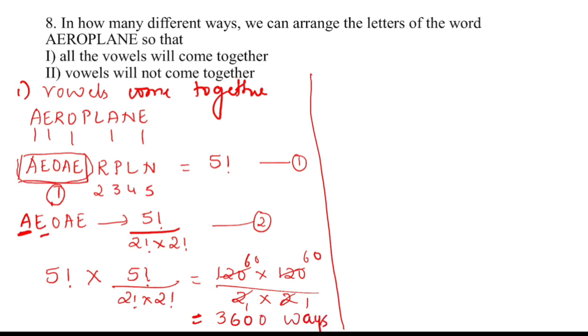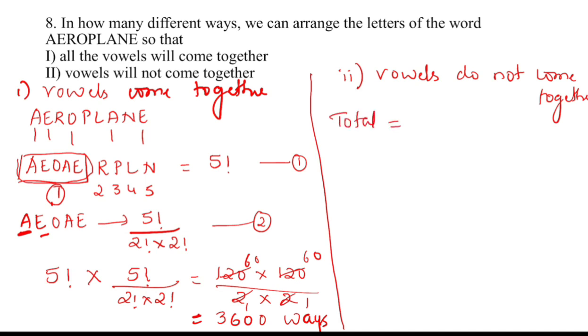Now the second condition is vowels do not come together. To do this, first we will see in total how many ways we can arrange the word aeroplane. How many letters are there in aeroplane? 1, 2, 3, 4, 5, 6, 7, 8, 9. So 9 can be arranged in 9 factorial ways. But A and E are repeating twice.